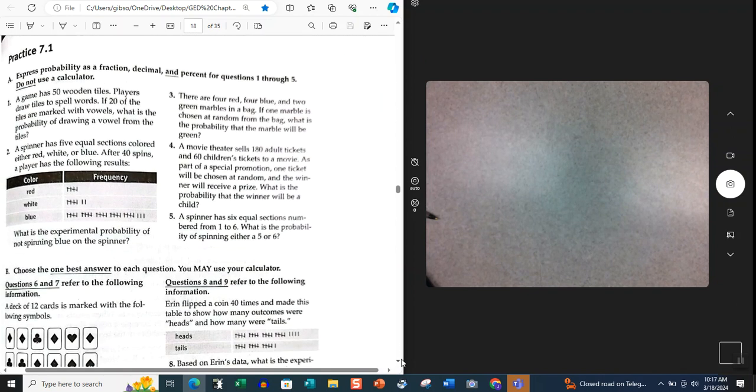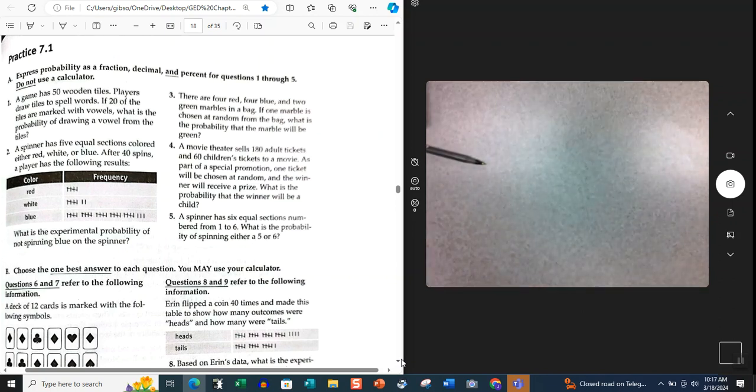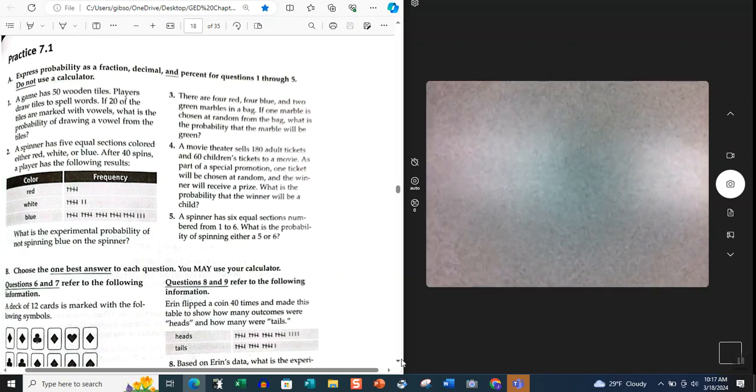So we go here to the next page, 7.1. It says express probability as a fraction, decimal, and percent for questions 1 through 5. Do not use a calculator. Now they're telling us not to use a calculator, so we have to do everything by hand for problems 1 through 5.